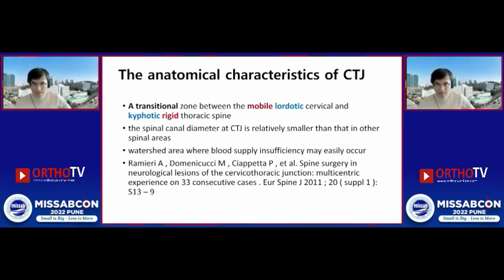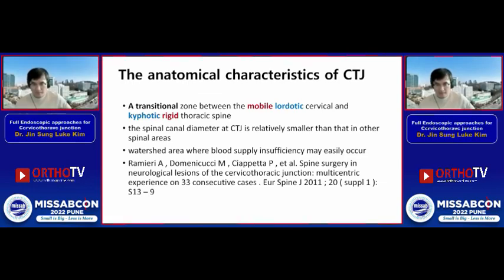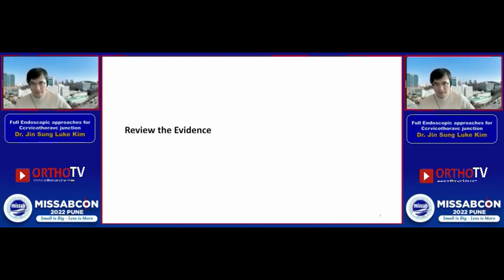So you guys know the anatomical characteristic of the CT junction. It is the segment and level of the transitional zone between the mobile lordotic curved cervical and kyphotic rigid thoracic spine. And also the spinal canal diameter at the CT junction is a little smaller than that of other spinal areas, and it is a watershed area where blood supply problems in some patients may easily occur, right?